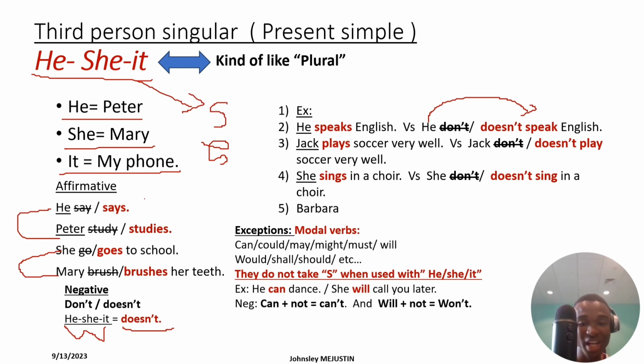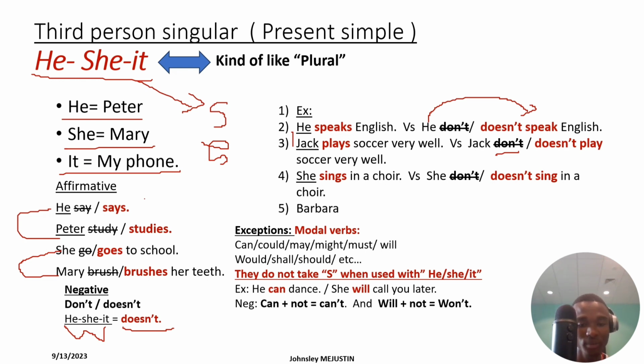All right? Jack plays soccer very well. You see, Jack is the same thing as he. Jack plays soccer very well. Jack doesn't play soccer very well. Not don't. In Creole, don't and doesn't mean pas. Li parle anglais, li pas parle anglais. Jack joue boule très bien. Jack pas jouer boule très bien.